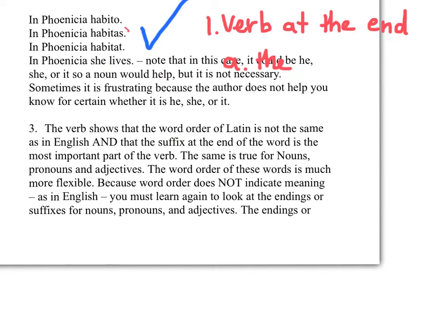You can see, for example, in the sentence that says, in Phoenicia habito, this one right here, in Phoenicia habito, that means I live in Phoenicia. The second one has a different suffix, habitas, that means you live in Phoenicia. The third one has yet another suffix, the T. It says he, she, or it lives in Phoenicia.